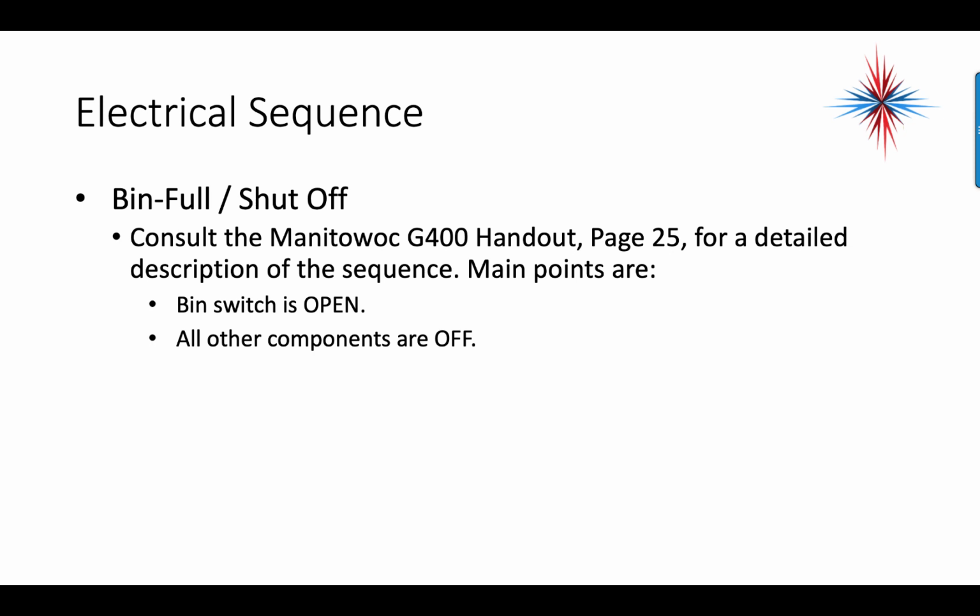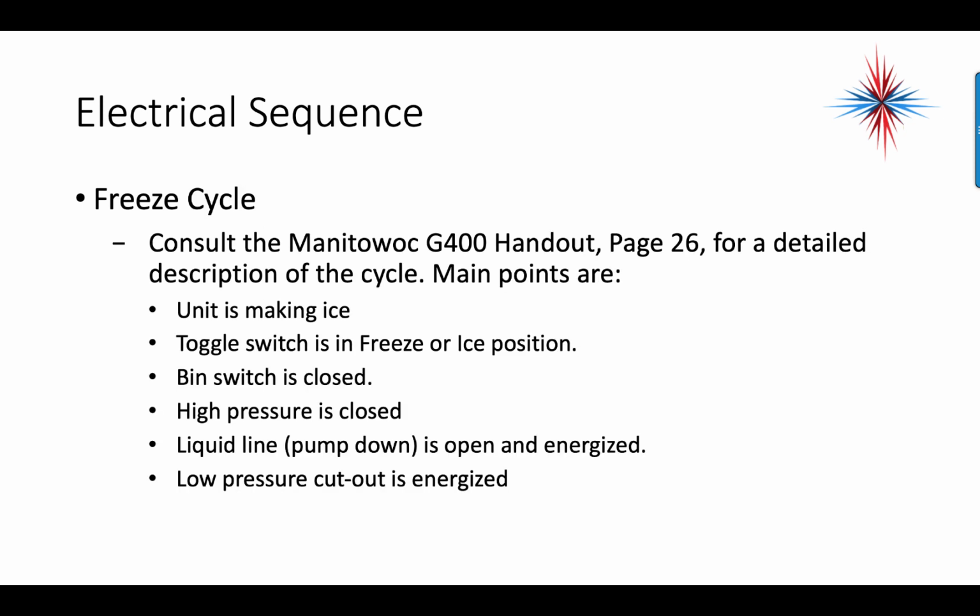So the electrical sequence, and there is a Manitowoc G400 handout that I'll link into this, will have a sequence of operation. The main points are the bin switch is open and all other components are off. So the freeze cycle begins. The unit is making ice. The toggle switch is in the freeze or ice position. The bin switch is closed.